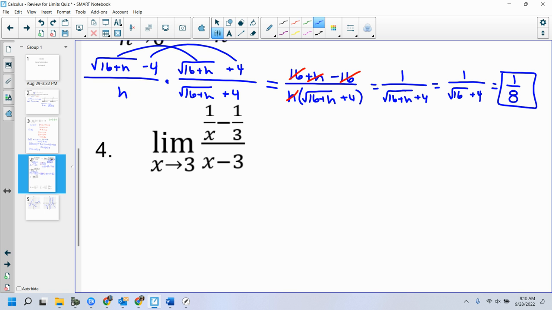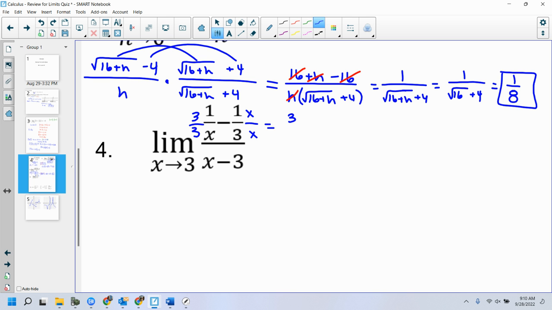Now, can I just straight up plug in 3? Rats. Man, that'd be nice. What if I threw one at you like that? Just like throw you a bone. All right. So what do I have to do here? Well, looks like I've got to get common denominators up top, right? So let's just do 3 up here and x over x. Let's see what that does.